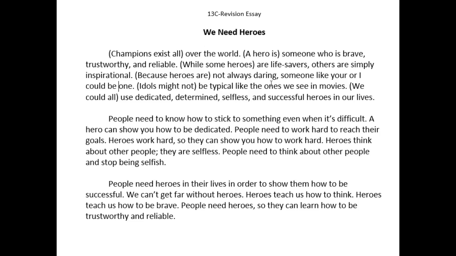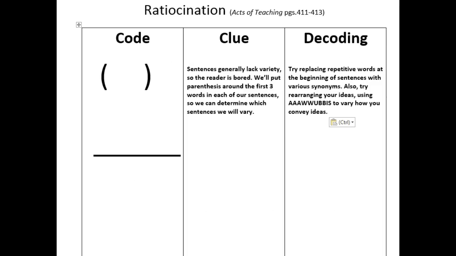Remember, you'll want to look at your ratiocination chart or your ratiocination foldable to get ideas for revision when it's your turn to revise your paper. For our decoding, or the directions for independent work, first, you can try replacing repetitive words at the beginning of sentences by using synonyms. The second thing that you could try on your own is using an AWUBIS word to vary the beginning of your sentence, and that way you're saying your ideas in another way that engages your reader.